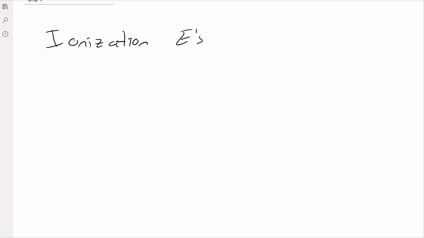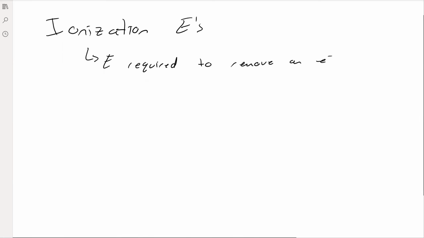Right, so next up is ionization energies. Ionization energy is just the energy required to remove an electron. So in this case, we're forming cations.